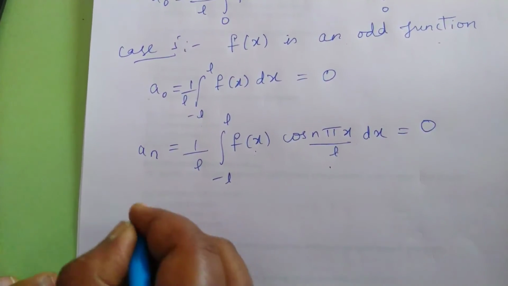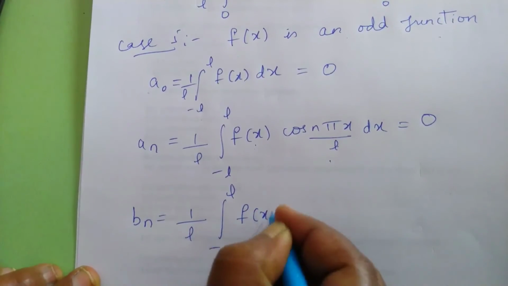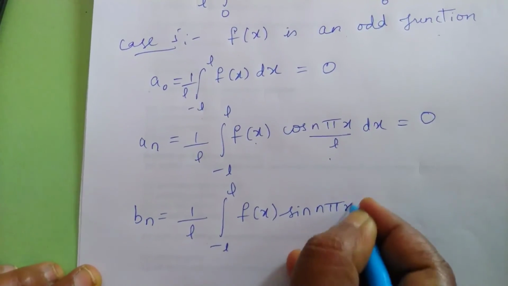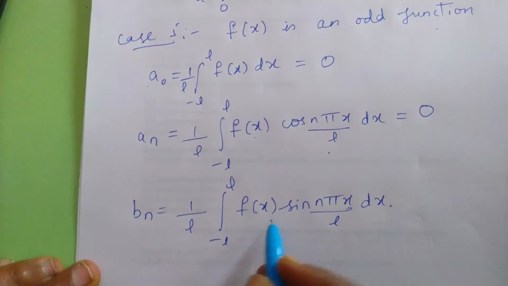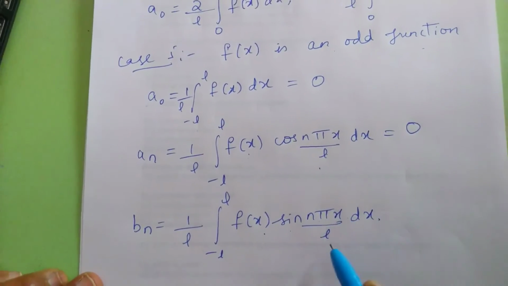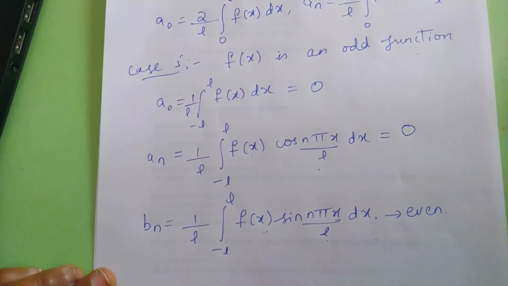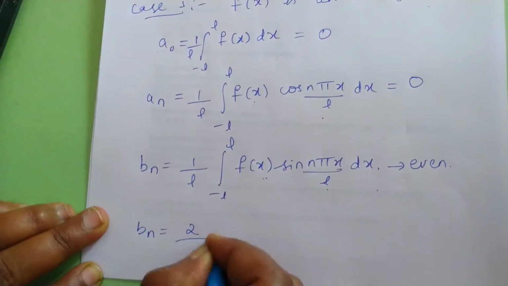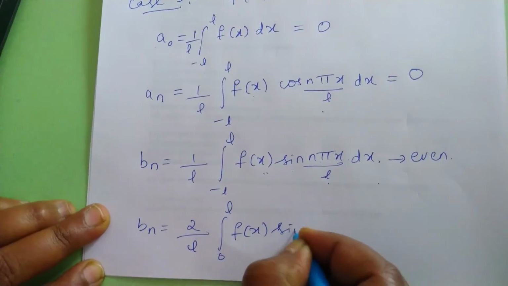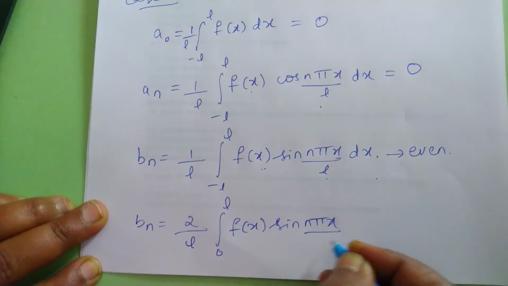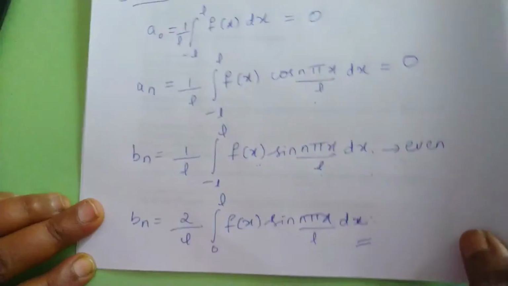And next, if we consider bn coefficient, that is 1 by L integration from minus L to L f(x) sin(n pi x by L) dx. Here the function f of x is odd, we already know that, and we know sin(n pi x by L) is also odd. Odd and odd function give rise to even function, and therefore this function exists, and we will be able to write this as bn as 2 by L integration 0 to L f(x) sin(n pi x by L) dx. So this Fourier coefficient exists.